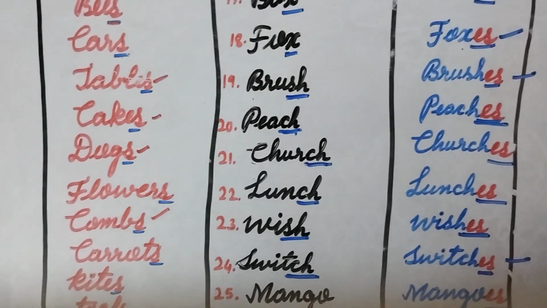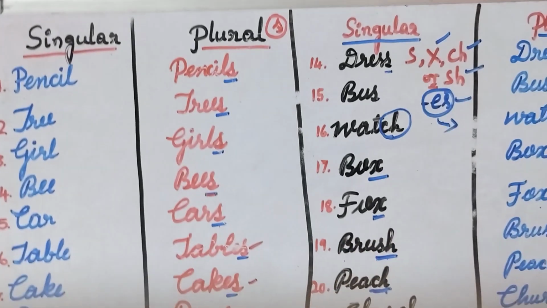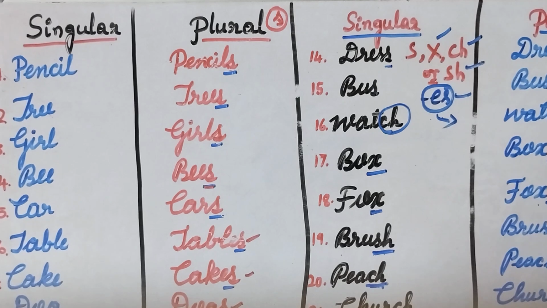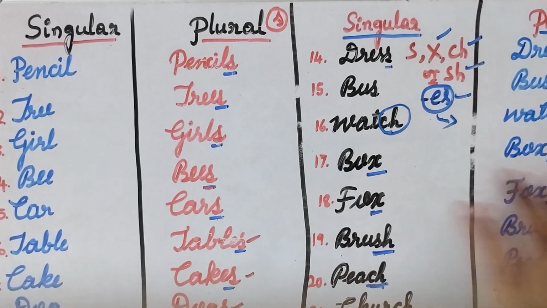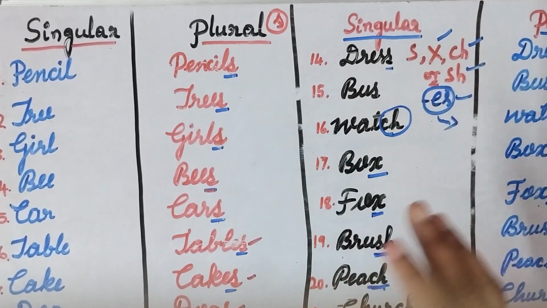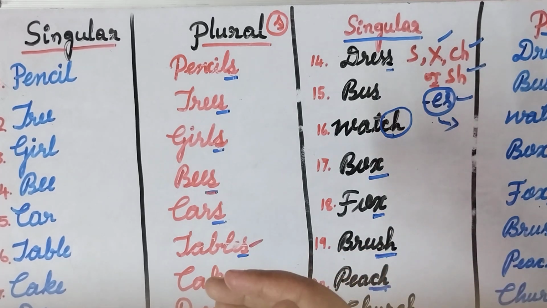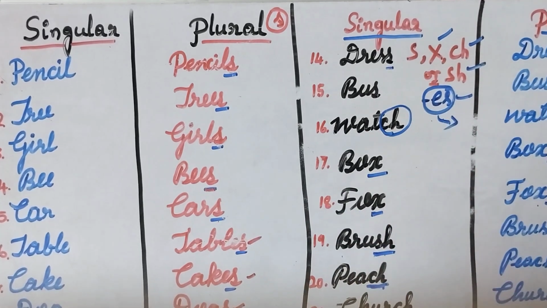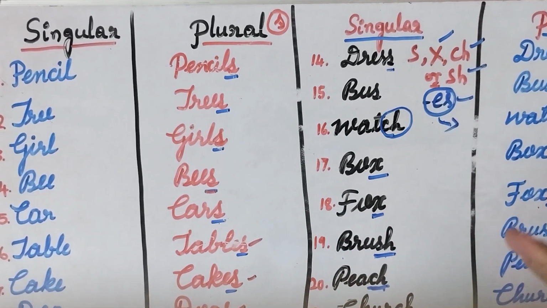Like this we have to practice the singular and plural words. So I have shown some examples here, children. We have to practice singular and plural forms like this.